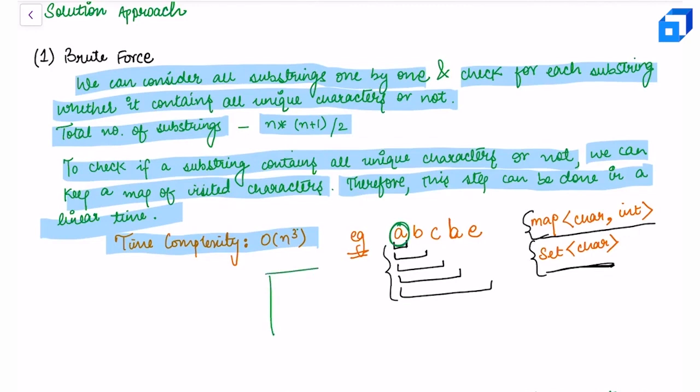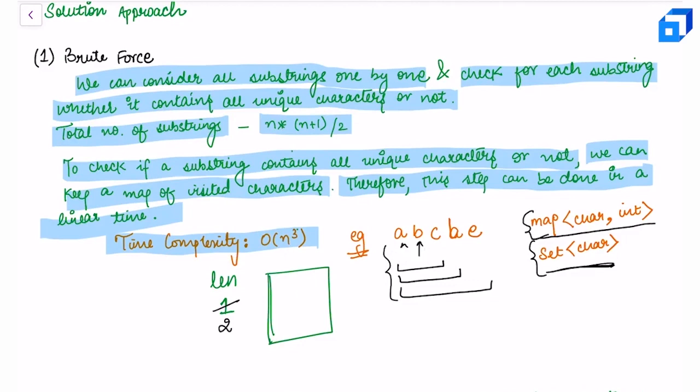And for now, we are just considering a set. A is not present, so let's put A and let's maintain a length variable. At present, the maximum length is just 1. Now let's move to the next substring, which is AB. A is not present, so let's put A into the set, and B is not present, so let's put B into the set. Now the maximum length is 2.